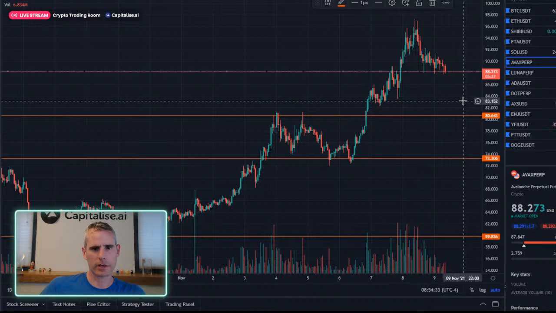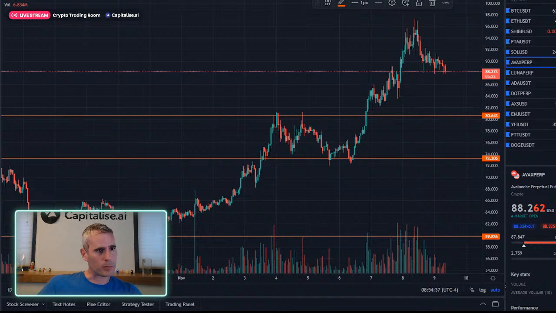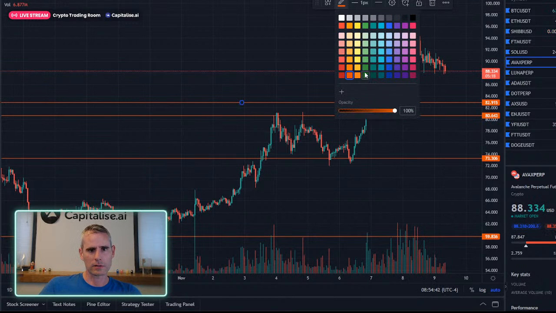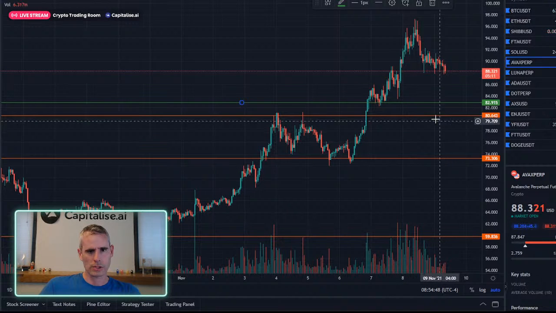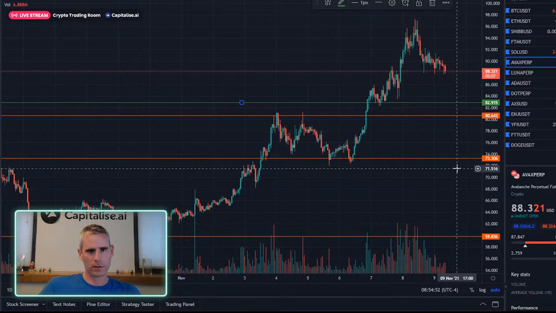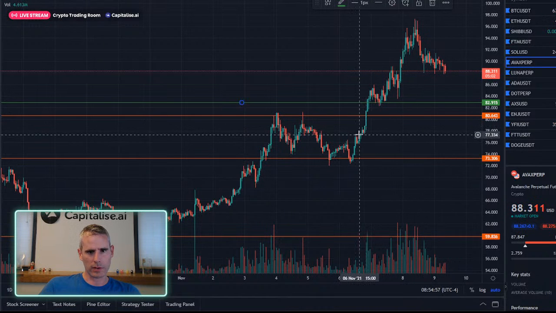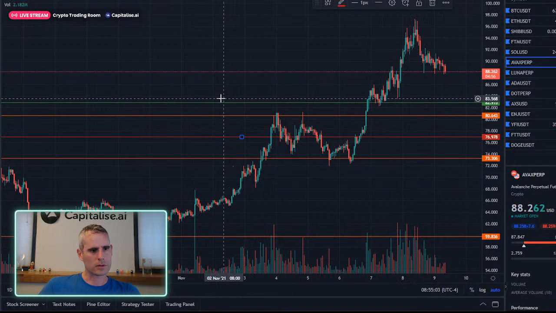I would get in long here, but then when would I get out? Let's play that game again, where if I get in here, where would I get out? So if this is a support and this is support, I don't want to be too far, so maybe below these bars here, maybe here could be a good candidate.